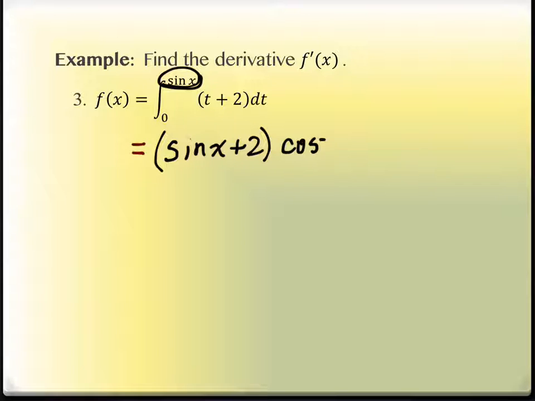Cosine x. Okay. And that's it. I don't have to do any of the antiderivative derivatives. I didn't actually do, truly, very much calculus at all, did I? Whoops, I just was going to distribute the cosine. No matter what the bottom number is?